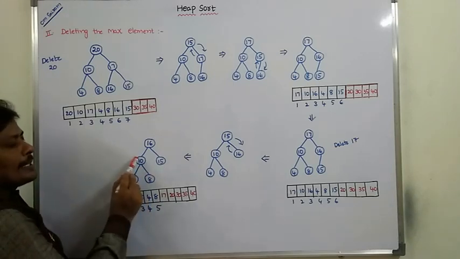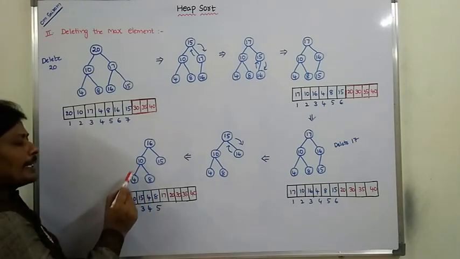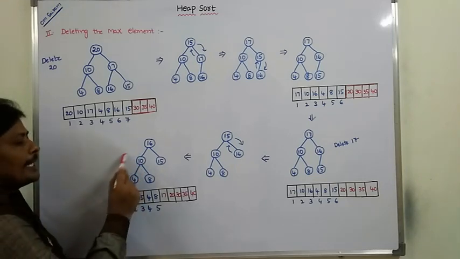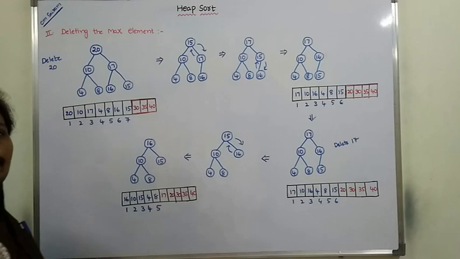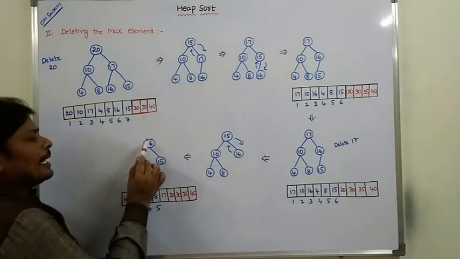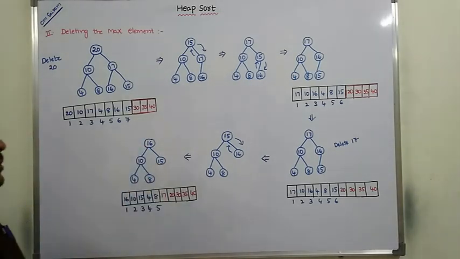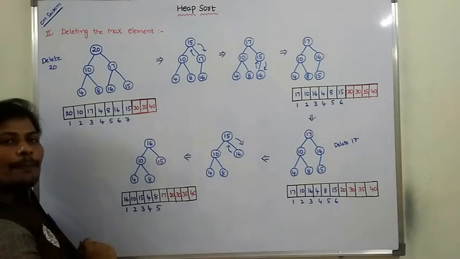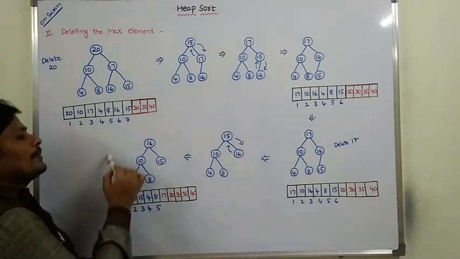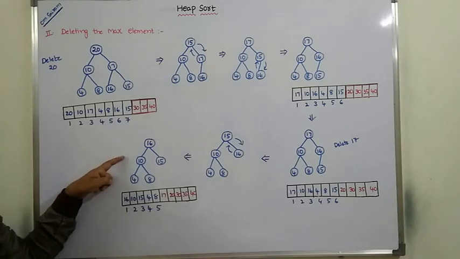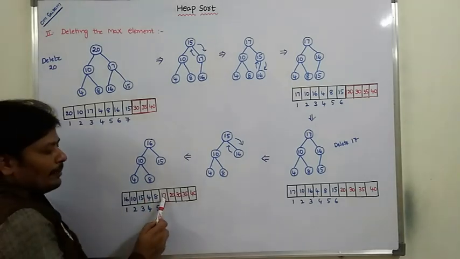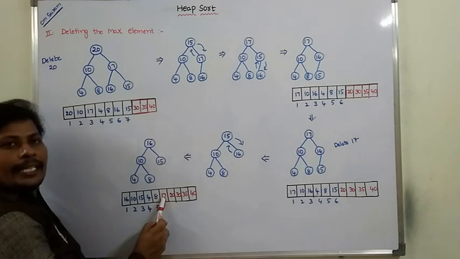So 4 and 8 have the parent 10. 10 is greater than 4, 10 is greater than 8. It satisfies the maximum heap property. 10 and 15 have the parent 16. 16 is greater than 10, 16 is greater than 15. So it satisfies the maximum heap property. Okay. So after deleting 17, this is the maximum heap we are getting. The deleted element 17 can be placed in this place.